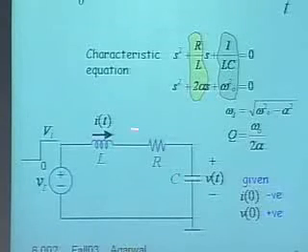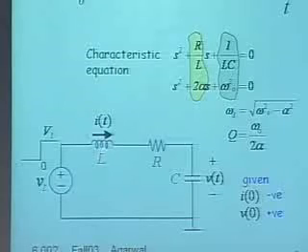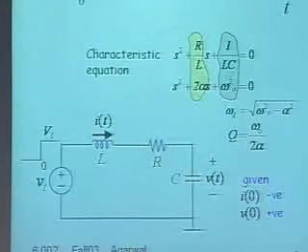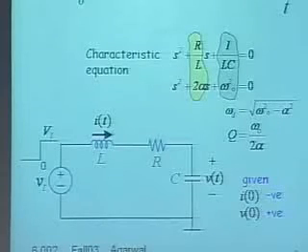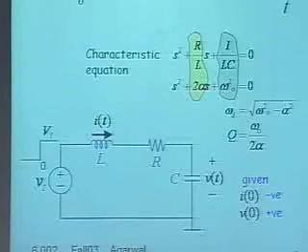Always. If this is R, L, and C, and whether you're looking at L up here or C up here and L up here, as long as you're looking at the capacitor voltage, the capacitor voltage is going to behave the same. And for this circuit, the characteristic equation remains the same as well. For a series RLC, it's exactly this.